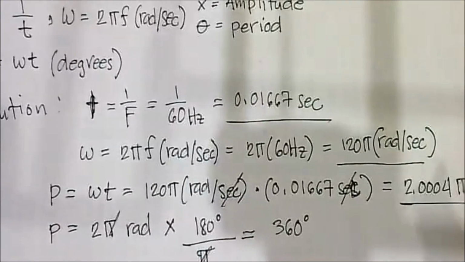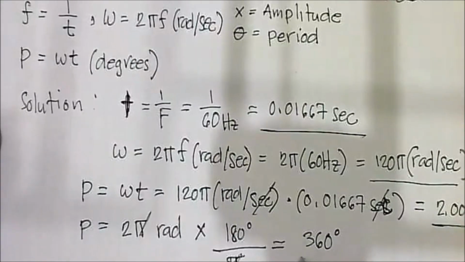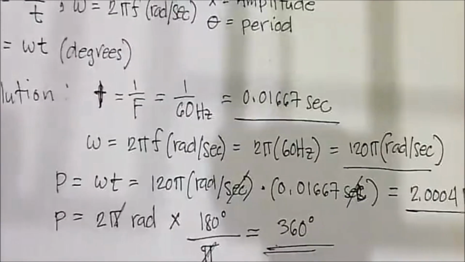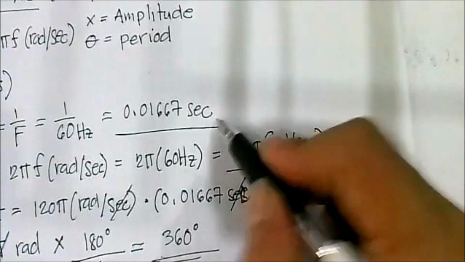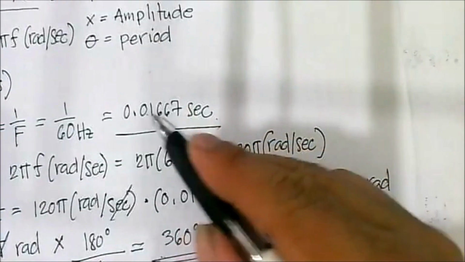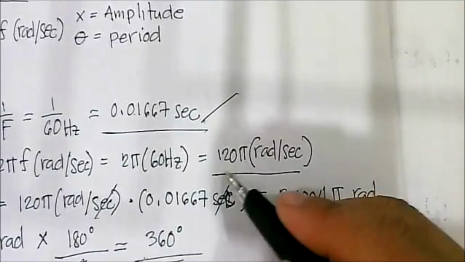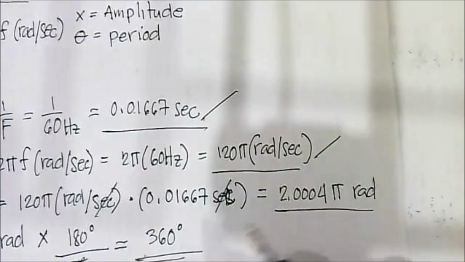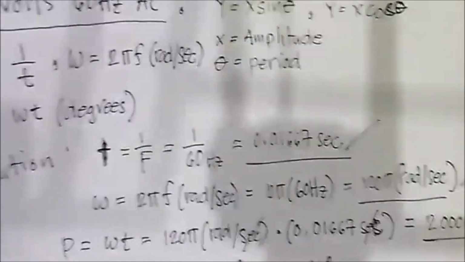So what do we mean by this solution? Your P is 360 degrees, your T is 0.01667 seconds, and your angular frequency is 125 radians per second. Now let's draw the waveform, the sine and cosine waveform.